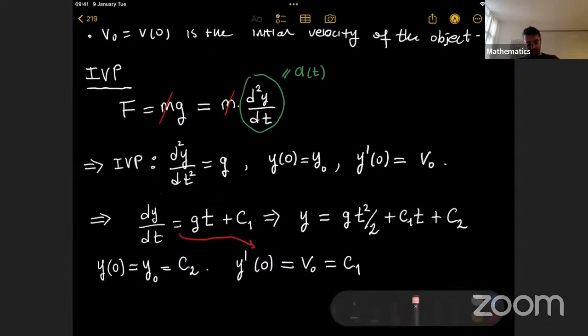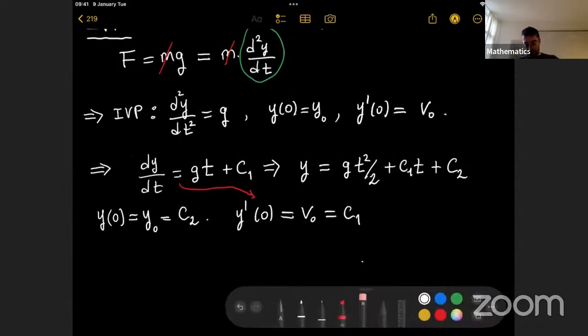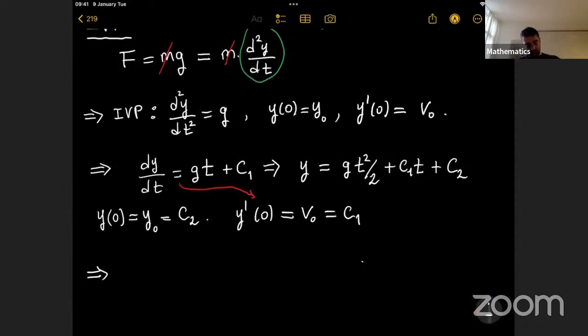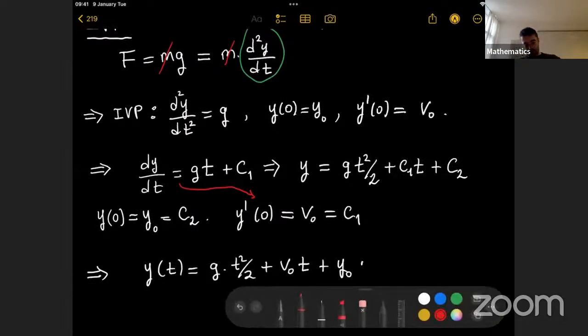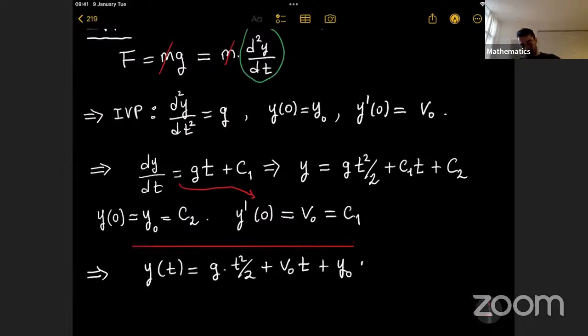Now let's combine all this and write the displacement function. So y of t is basically g times t squared over 2 plus c1 t. C1 is v0, the initial velocity, times t, plus c2. C2 is y0. Okay. This gives the position of the object falling. Any question with this?